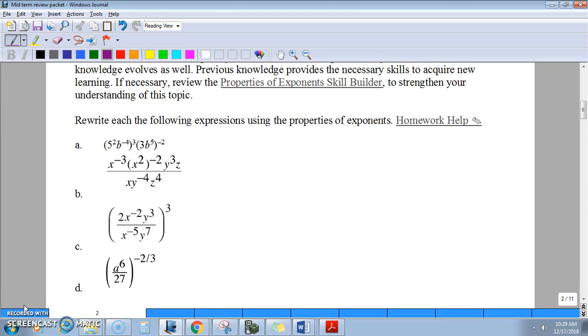All right, you guys, rewrite each of the following expressions using properties of exponents. Gosh, I feel like by now we are all experts on properties of exponents. So I think this one was weird. This top one is just here.